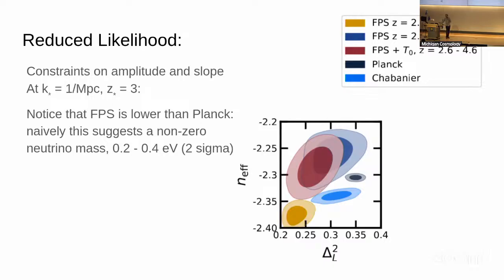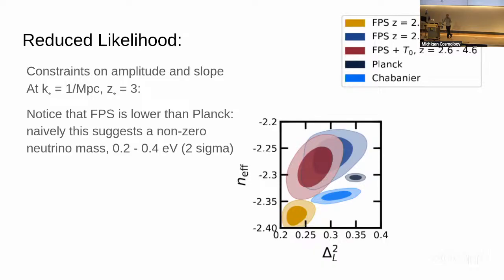Okay. Notice that I've spent the last like 2 days telling you that if you measure a structure amplitude lower than Planck, that indicates a non-zero neutrino mass, right? So the naive interpretation of this is that the neutrino mass is like 0.4 eV at like 2 sigma.